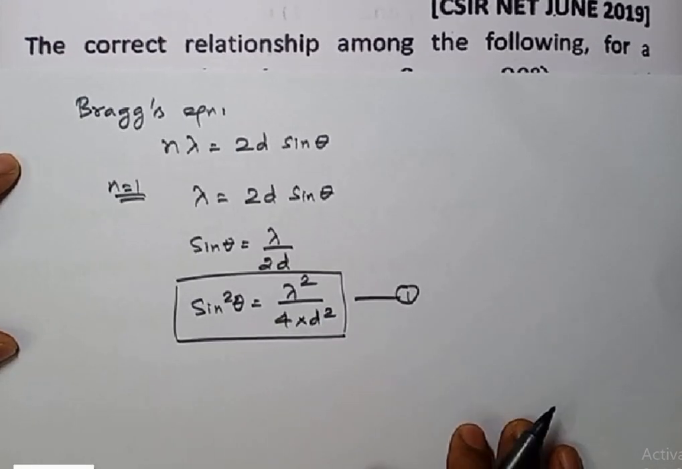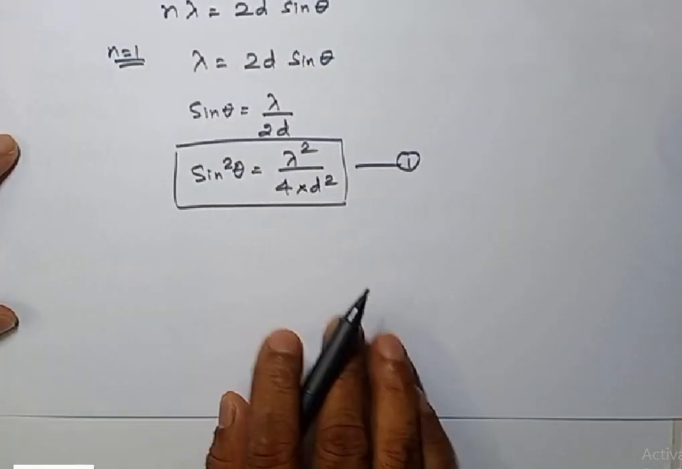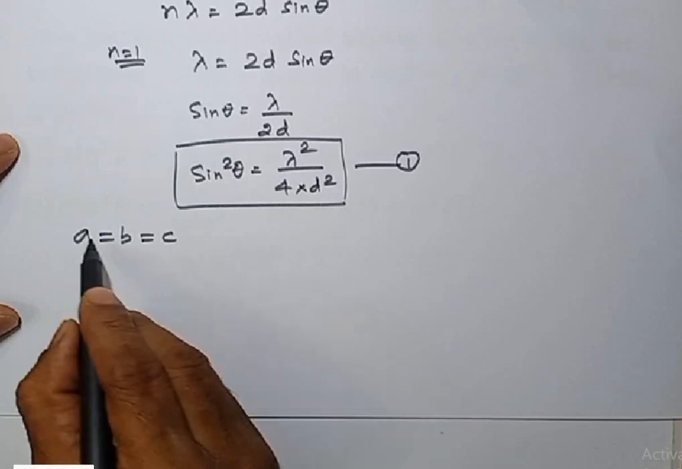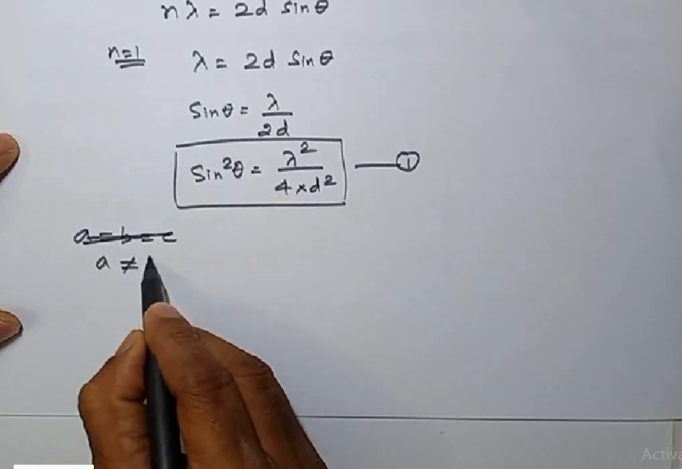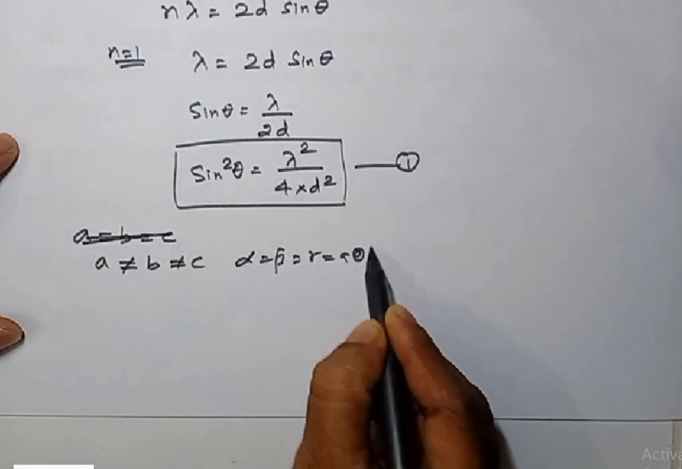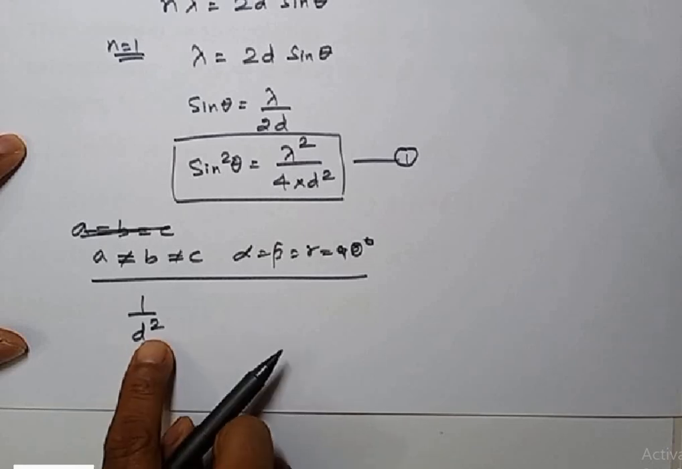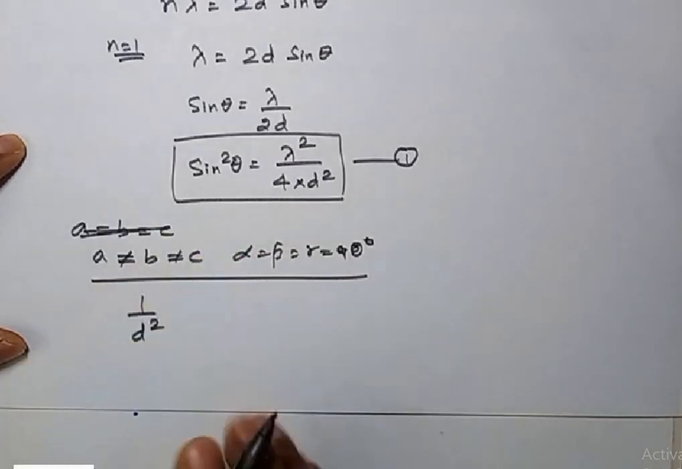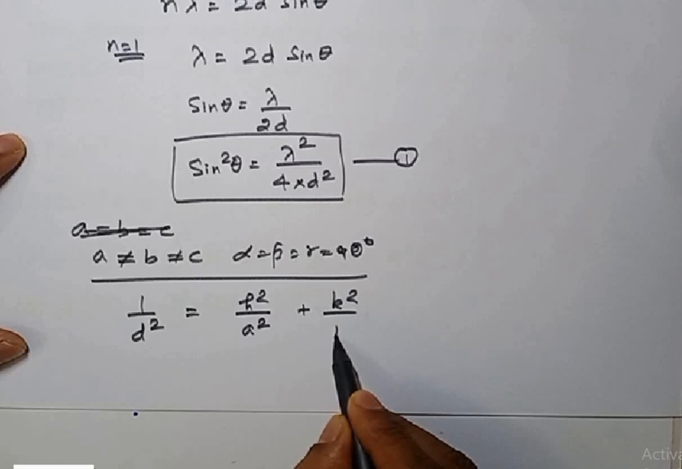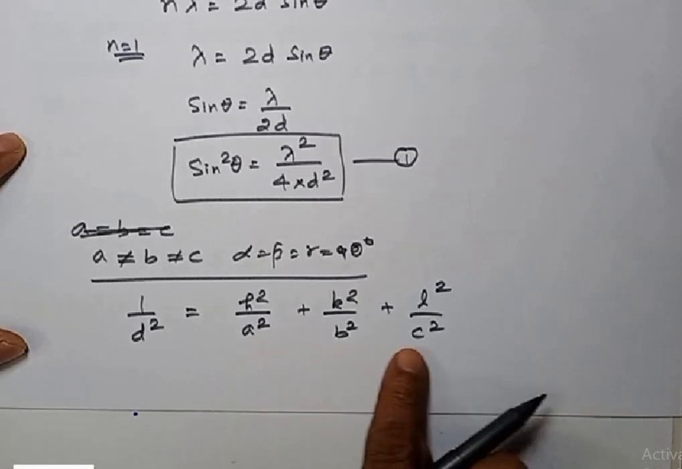We know this. Okay, then what is the formula for interplanar distance? Listen, if it is a cubic crystal, A equal to B equal to C. If it is orthorhombic crystal, orthorhombic means A not equal to B not equal to C, alpha, beta, gamma are equal to 90 degree. For orthorhombic crystals, this is the formula: 1 by d square, the square of the interplanar distance for a particular HKL plane, is equal to h square by a square plus k square by b square plus l square by c square. This is the formula. Here a, b, c are not equal.